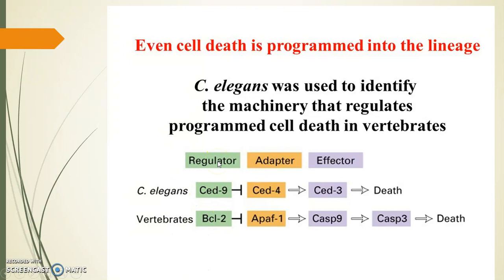You have to keep this point in your mind: what are the regulator proteins, what are the effector proteins, and what are the adapters. I think in the CSIR exam this question came once, asking about the comparative view of C. elegans and vertebrates. CED-9, similar to BCL2, they both are anti-apoptotic. CED-4 or APAF1 are the adapter proteins. So this question was asked in the CSIR UGC NET examination. And the effector in C. elegans is CED-3, and in vertebrates this is caspase 9 and caspase 3.